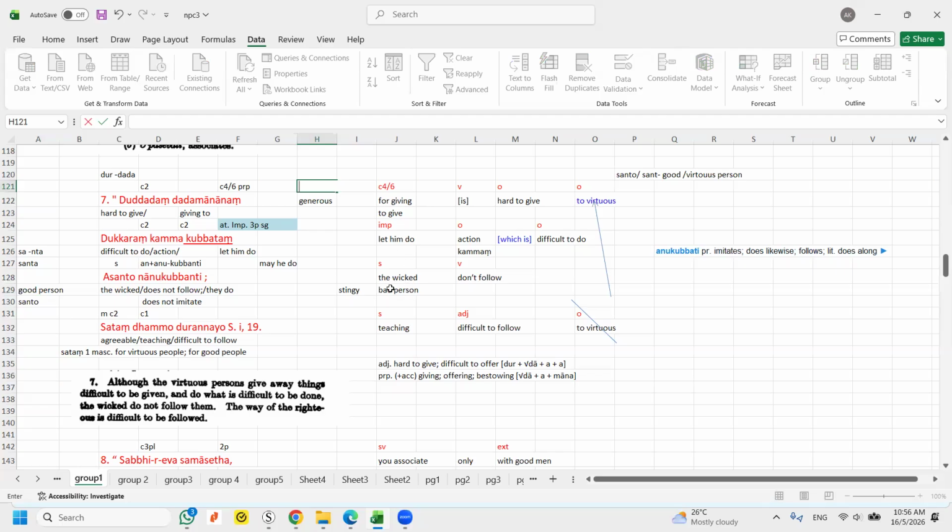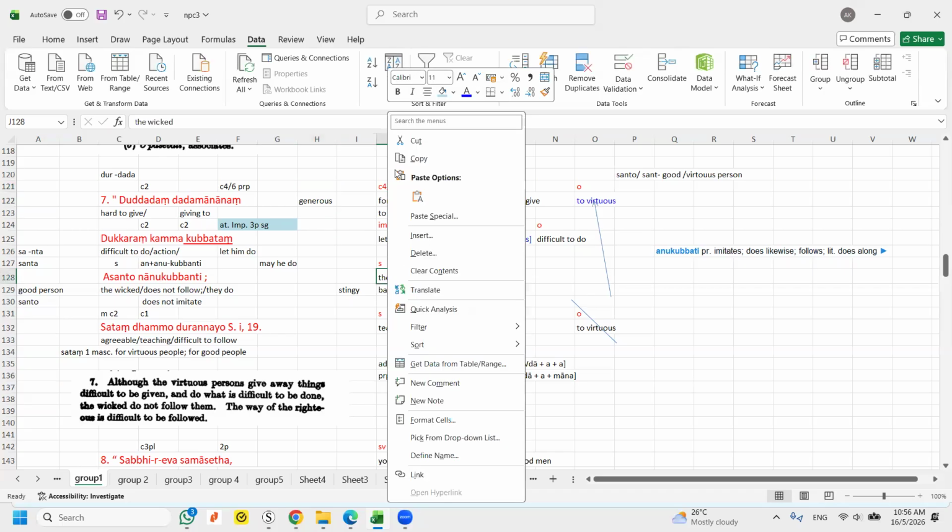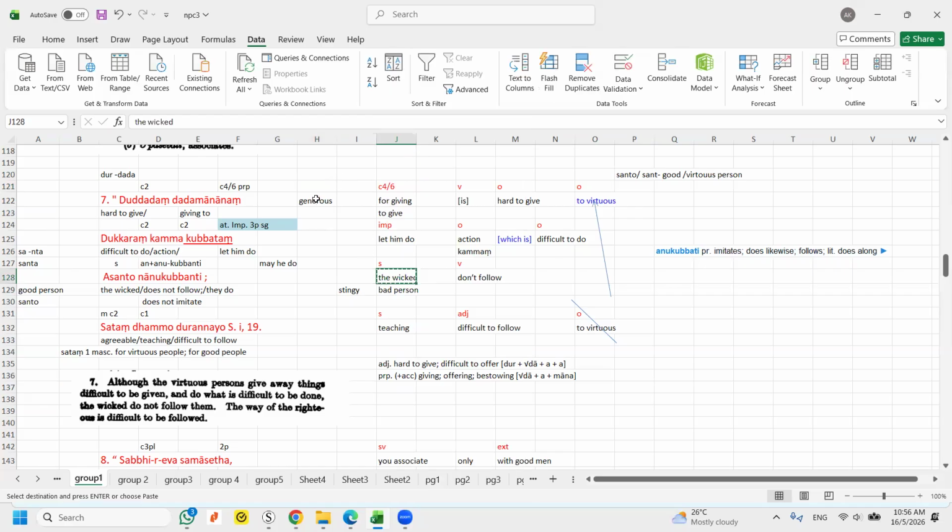No, cannot. That means this should be the subject. Wicked person, to give is hard. So this part cannot link here. That means to a wicked person or to a stingy person. In this case, to a stingy person, because for the stingy, giving is hard to give. You give this one, this part does not apply.